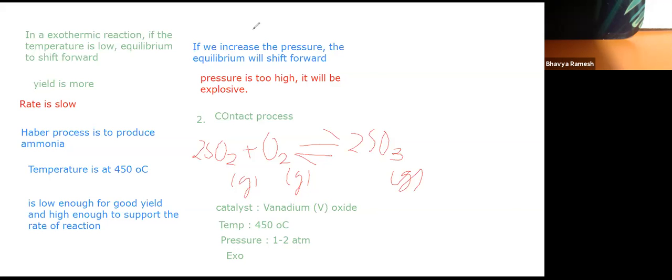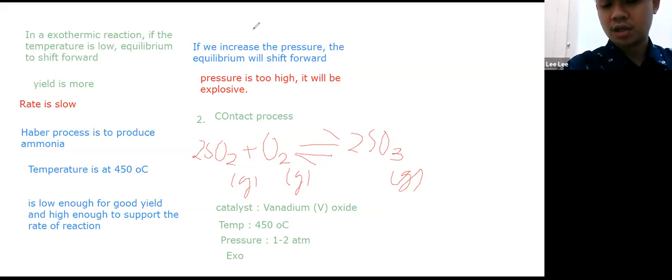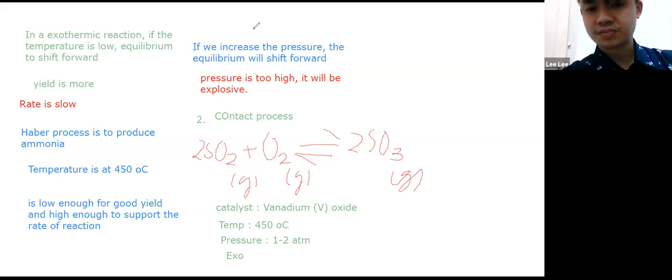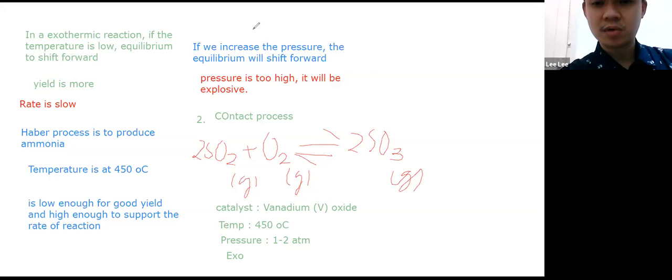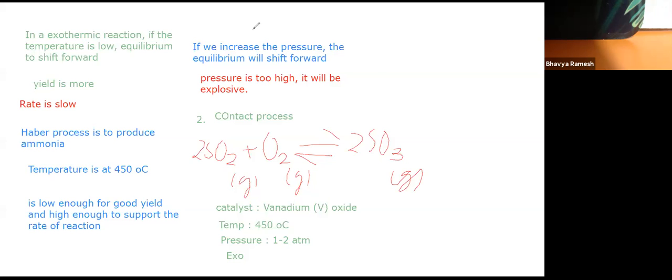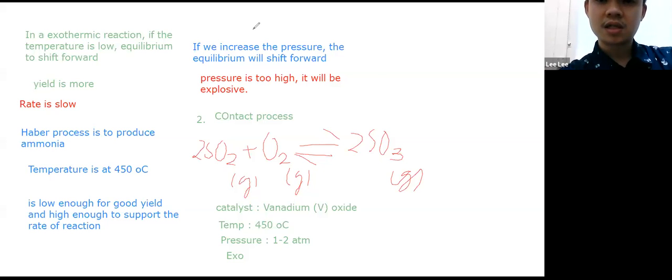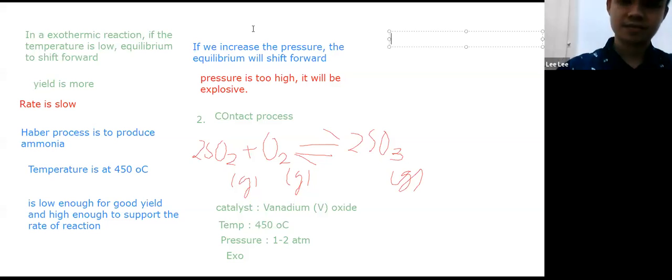Okay, no, you see the things, right? The temperature is 450, the pressure is 1 to 2 atm, the catalyst is vanadium(V) oxide. So this is also exothermic. So if I increase the pressure, what will it shift to? Right. Also right, because the right side has fewer moles. The gas is only 2 moles. Any questions until there? So what is the function of the contact process? The contact process is needed to make sulfuric acid.